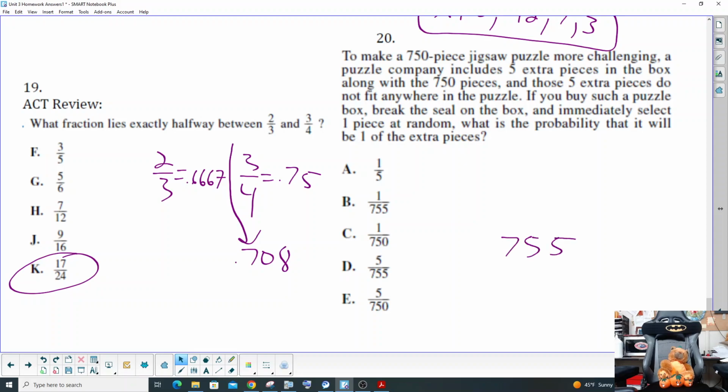And then we have a 750 piece jigsaw puzzle, and they include 5 extra pieces, along with 750 pieces. So that's 755 pieces. What's the probability that we'd be drawing a piece randomly? We break down the box and only select one piece at random. What's the probability it'd be one of those extra pieces? Well, there's 5 extra pieces out of 755 total pieces.